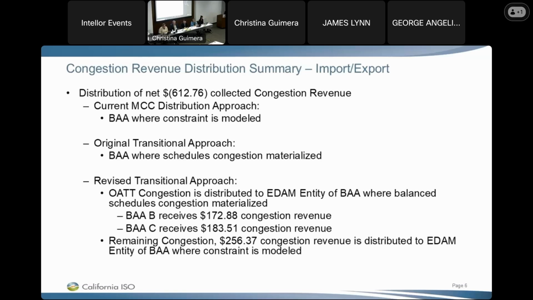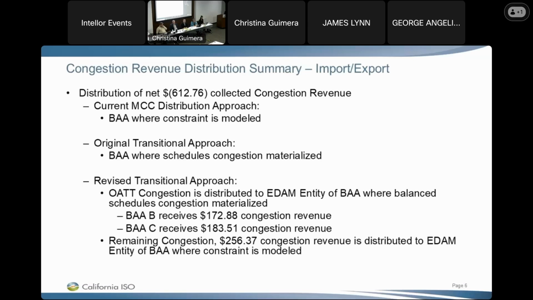For BAC, there is congestion revenue of $183.51. That's the difference between the congestion for the generator in BAC that is serving the export in BAC as well as the transfer out of BAC. The remaining congestion, which is $256.37, is distributed back to the BA where the constraint was modeled. That's BAA.